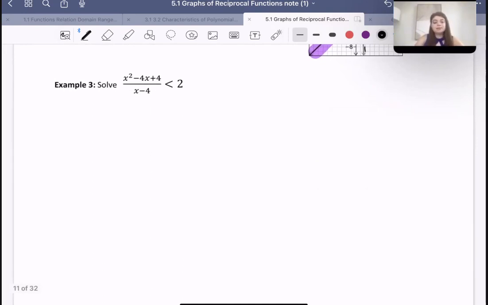So starting with example 3, we've now got to do it algebraically. So how do we do this algebraically? The first thing I'm going to do to solve this is find what we call restrictions. So what is a restriction? It's something that our answer cannot be because it results in something undefined. In this case, we have a restriction at x equal to 4, because if x is equal to 4, then our denominator is 0, and we can't have that.